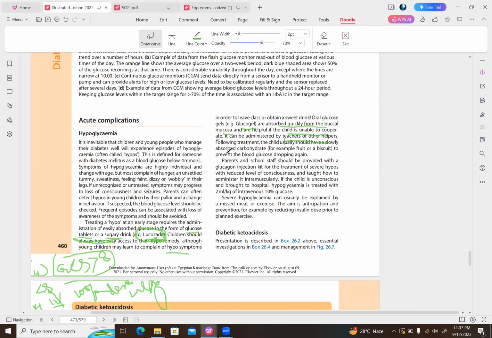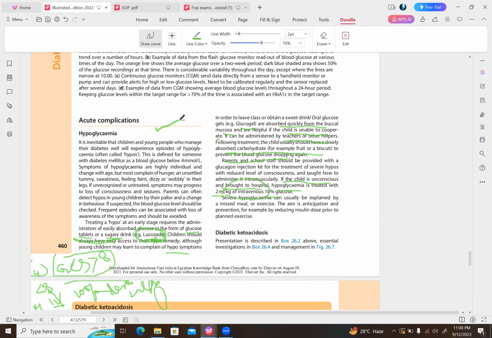Next, after the treatment, you have to offer them biscuits or fruits, that is the slowly absorbed carbohydrate, to prevent further episodes of hypo. And secondly, I told you that if they are unconscious, if the GCS is less than 8, it is mentioned somewhere in the guidelines. They haven't mentioned GCS here in the book, but I have read in the guidelines that if the child is unconscious and brought to the hospital, meaning low GCS, then you have to assess IV and you give 10% glucose 2 ml per kg.